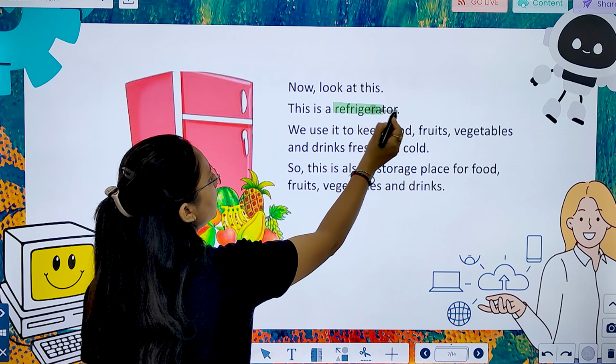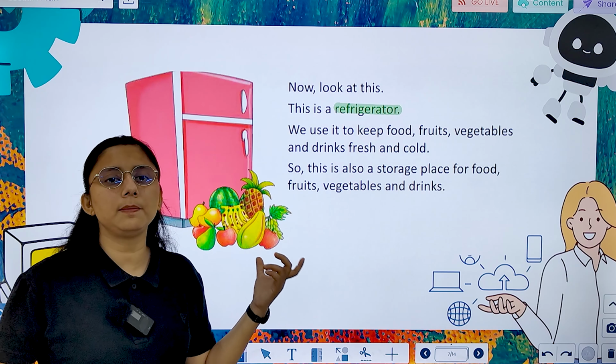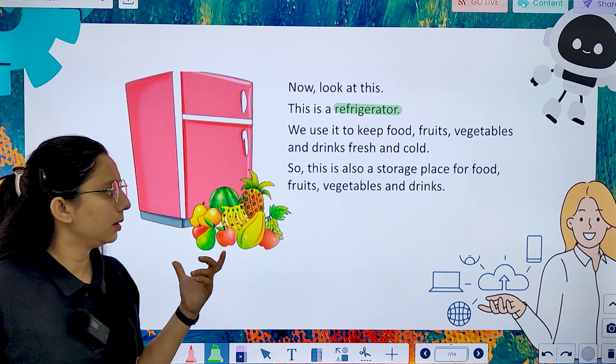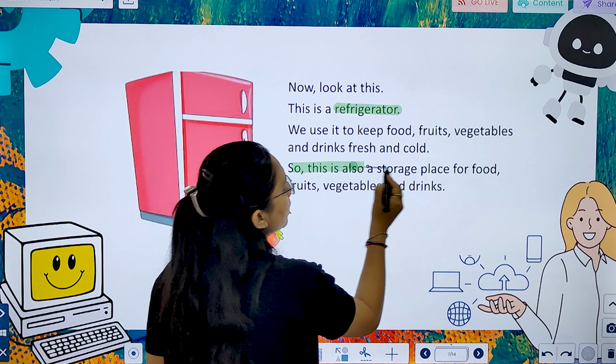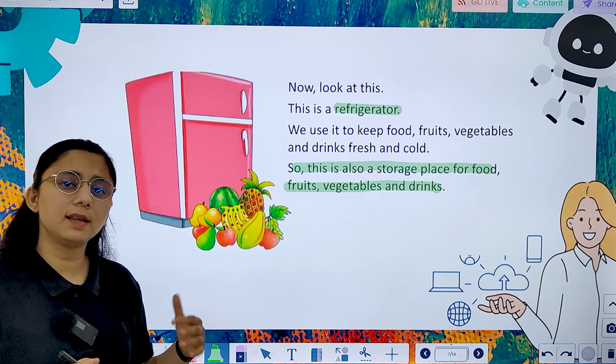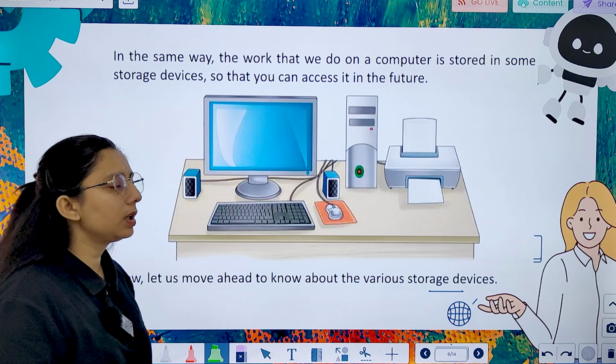Now look at this, what is it? It is a refrigerator. In the refrigerator, what do we keep? We keep our fruits, vegetables, drink, fresh and cool. So it is also a storage place for food, fruits and vegetables and things. Like this, our computer also has. What are the storage devices that a computer has?